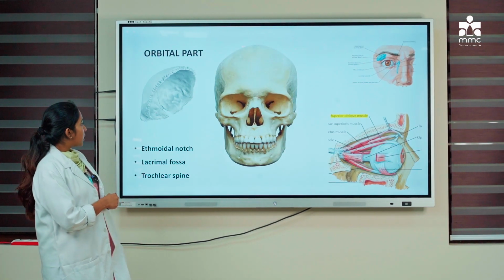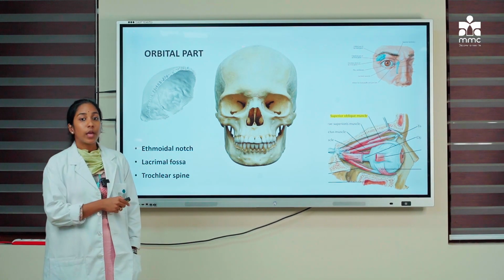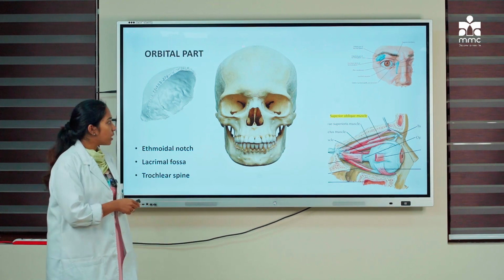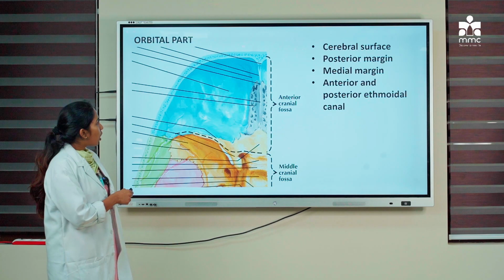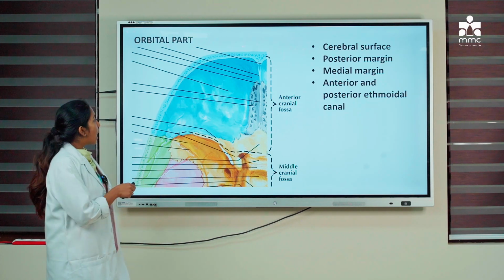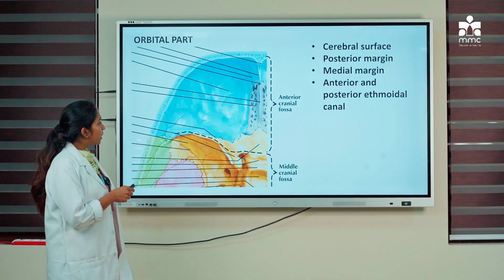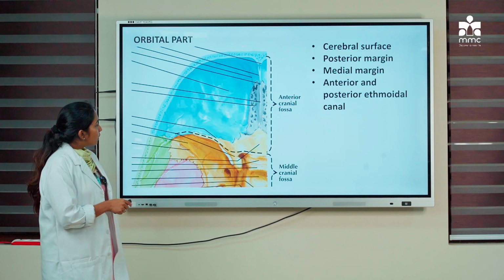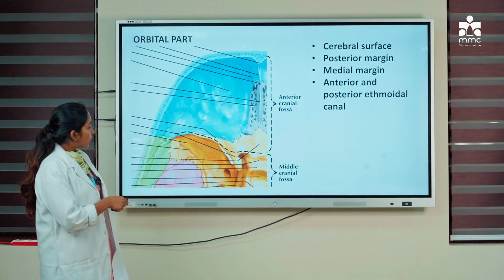And also between the two orbital parts we can see a notch, and this is the ethmoidal notch where the ethmoid bone can be seen. Coming to the orbital part again, we can see impressions of gyri and also impressions of meningeal vessels. That's about the cerebral surface, and the posterior margin of the orbital surface.